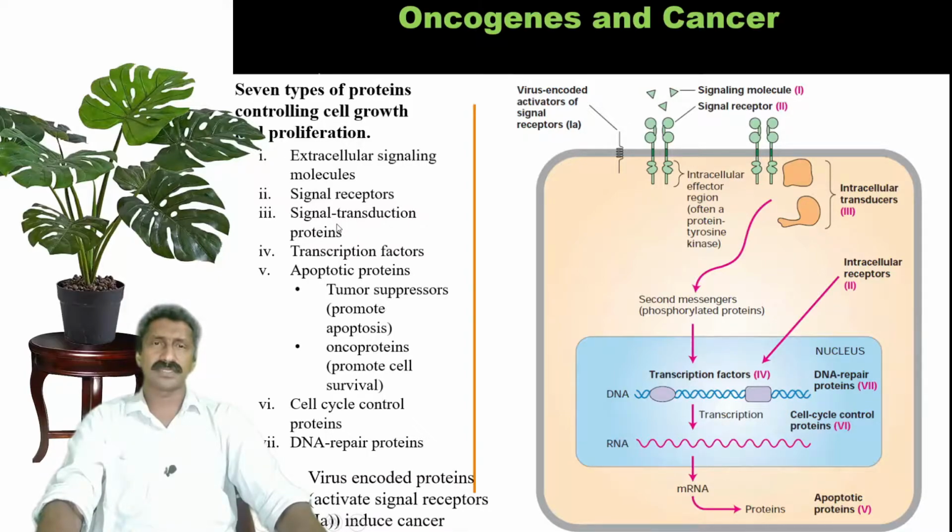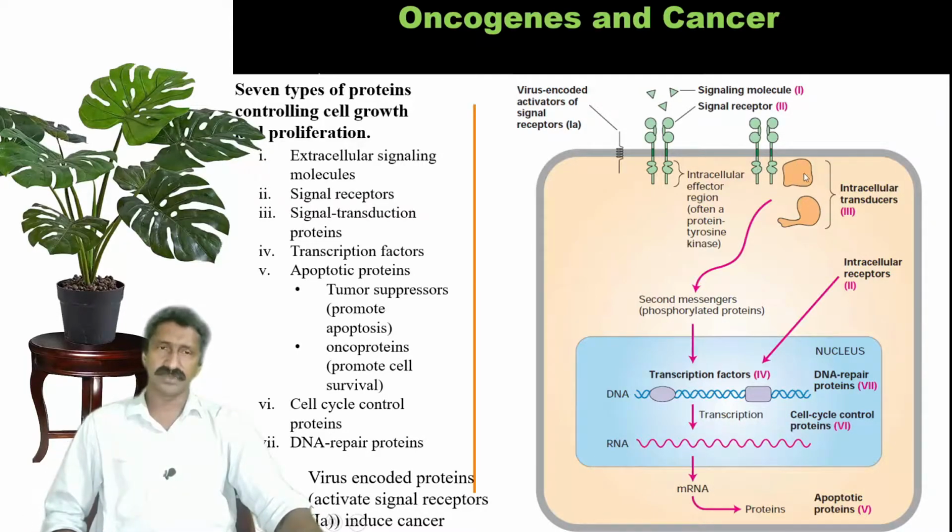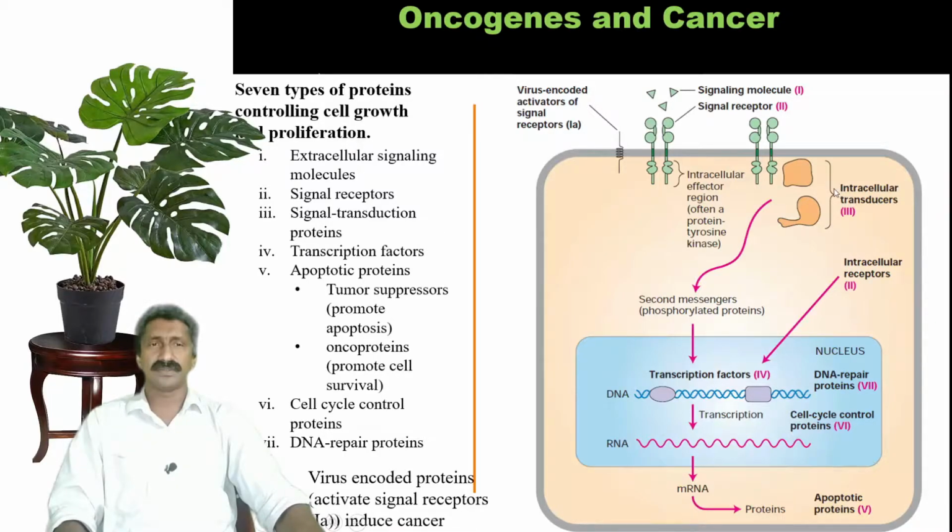Then signal transduction proteins. Signal transduction proteins or intracellular transducers are the proteins that carry the signal from the signal receptors to second messengers and subsequently into the nucleus, where it will interact with the DNA and subsequently with the transcription factors and other things. So the third category is signal transduction proteins or intracellular transducers.